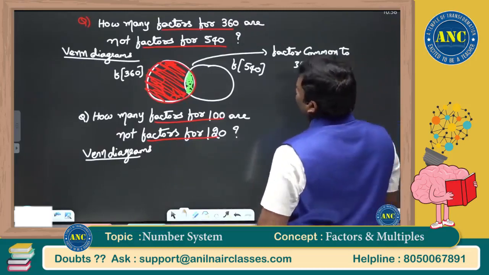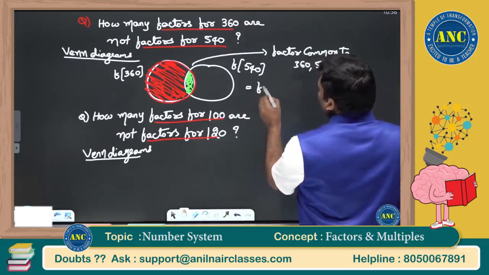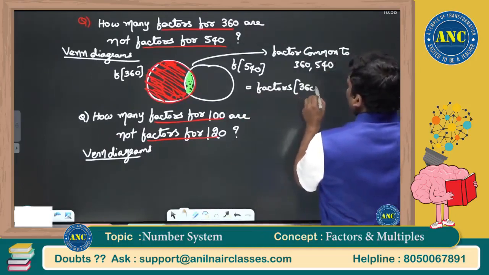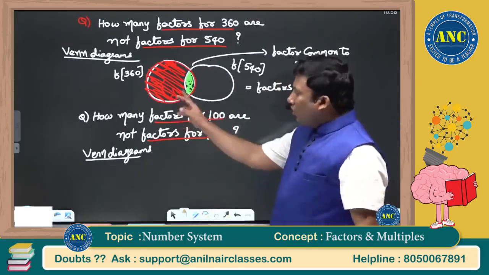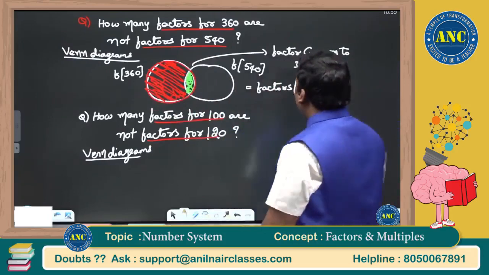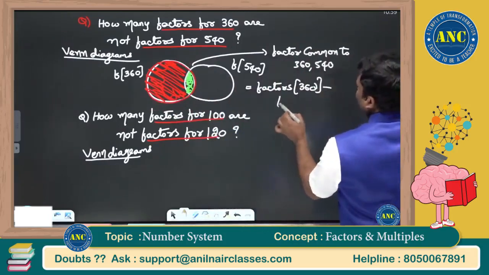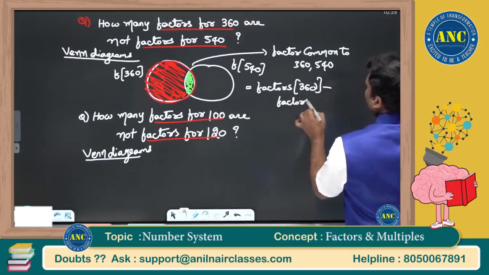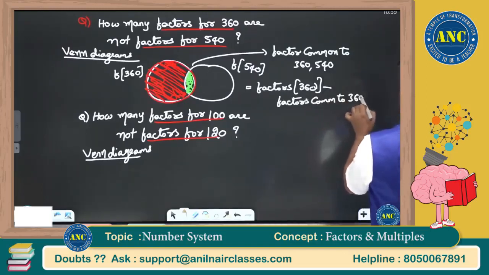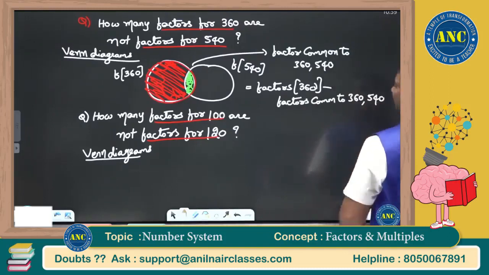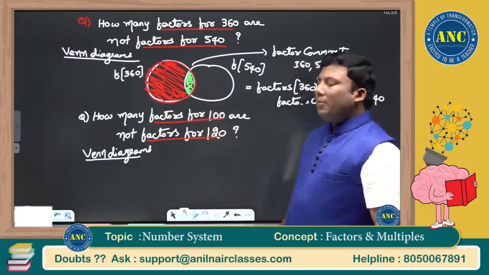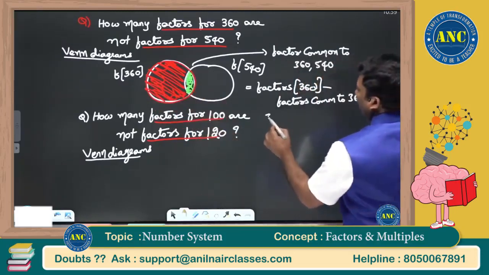So the question can be written as: what is the total factors of 360, which is the entire red circle. I want only the red shaded portion. I need to subtract the green shaded portion. What is the green shaded portion? Factors common to 360 and 540. I hope the idea is clear. Total factors of 360 minus factors common to 360 and 540.